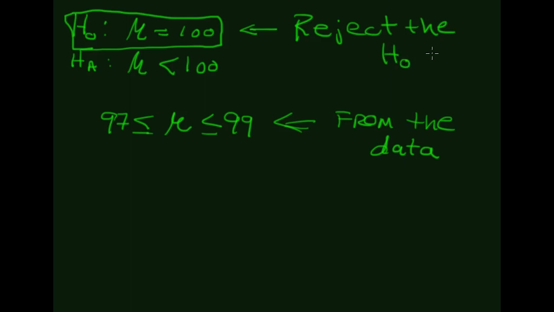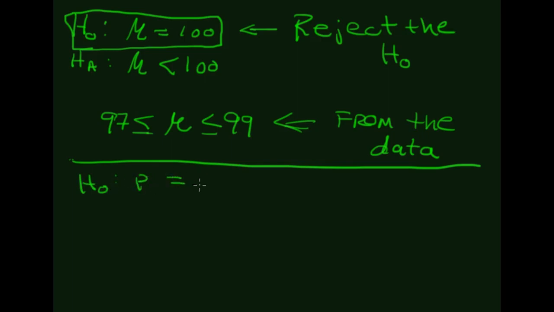Okay? So the other option, let's give another situation here where my two hypotheses are, I have the null hypothesis saying that the proportion is equal to 0.5 or half, and the alternate hypothesis is that the proportion is greater than half. And this time the data tells me that the proportion has to be between 48% and 52%.